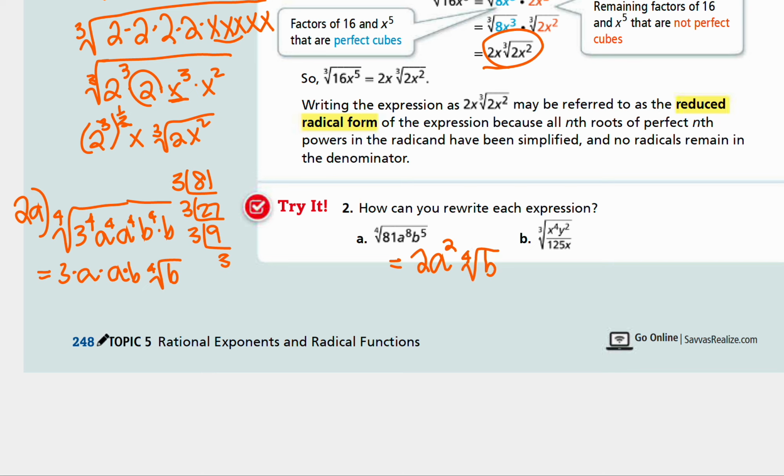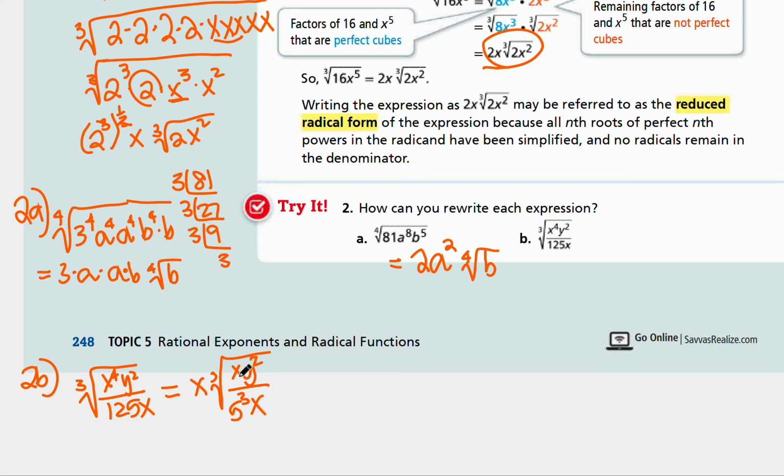Okay, and then let's look at 2b. We have cube root of x 4th power y squared and then 125x. And so here you would do the same. This x to the 4th power could be rewritten as x cubed times x. So you have x to the 1st power outside your radical. And then you have x in there. And then y squared is just y squared, right? And then you have 5 to the power of 3. And then you have x.